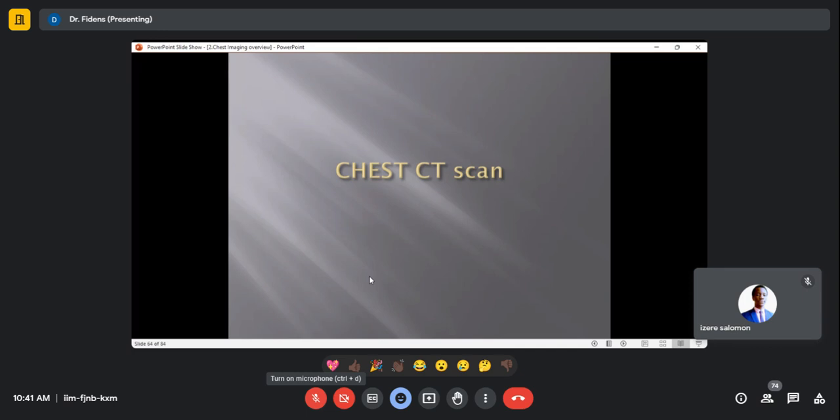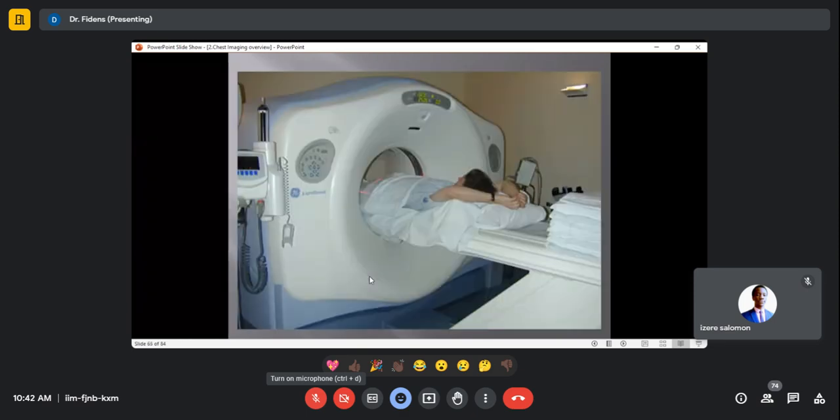Now let us talk a bit about chest CT scan. For people who have never seen how a CT machine looks, you can look at this machine, as I am reporting this image they have sent me.